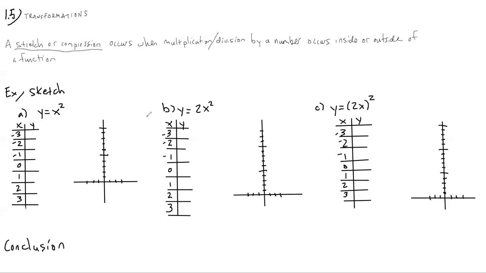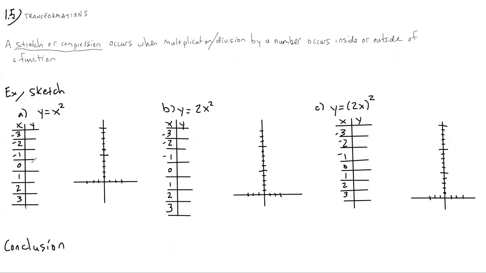So we're going to look at what might be some familiar functions, just the square functions, and then see what happens when we do either in B, multiplication outside of the square by 2, and in C, it's actually multiplication inside the square by 2. So we'll start with the x squared.